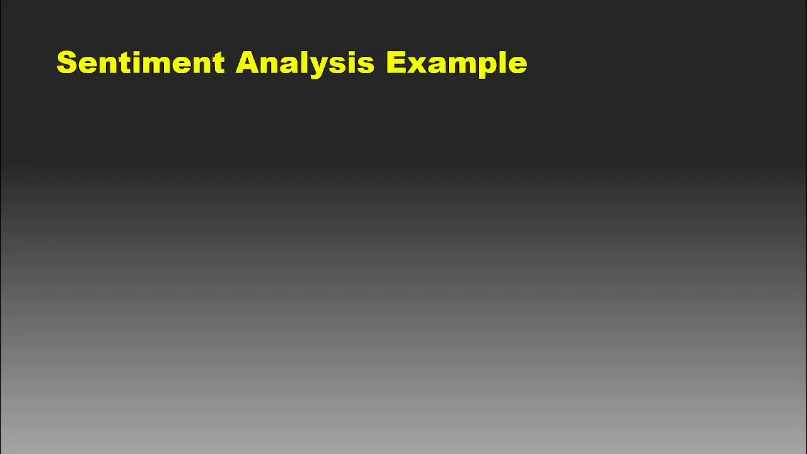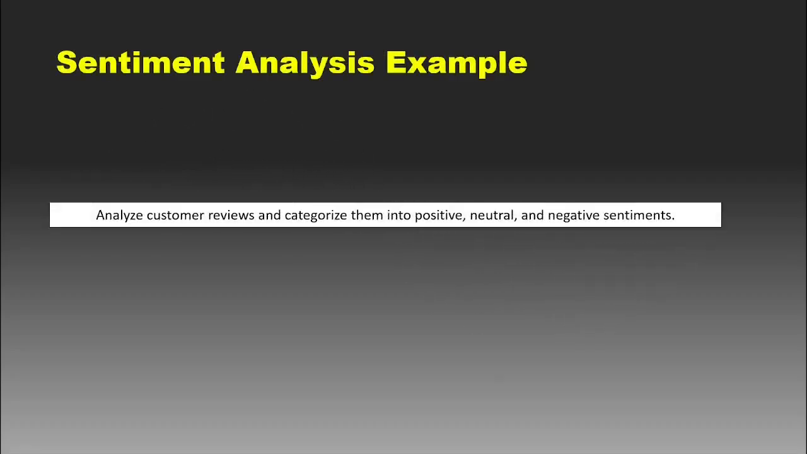Sentiment analysis. Analyze customer reviews and categorize them into positive, neutral, and negative sentiments. AI tools like natural language processing can analyze text-based data and determine the sentiment behind customer feedback. A restaurant chain, for example, could use sentiment analysis to categorize thousands of online reviews. If AI detects frequent complaints about slow service, the management can address staffing issues, while consistently positive feedback on a particular dish could be used for promotional marketing.